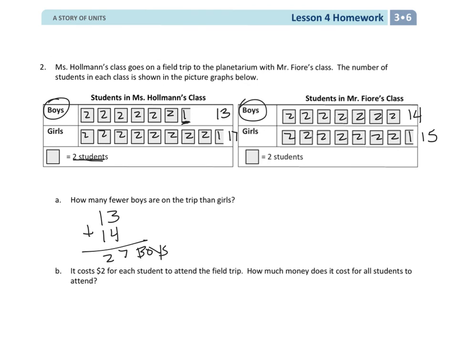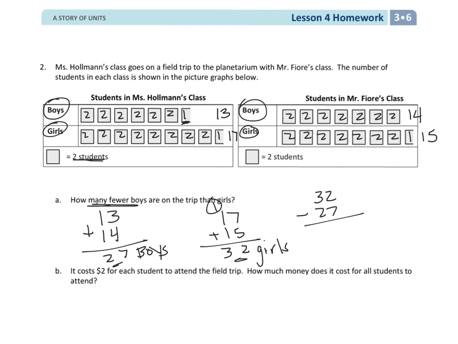And then I've got to count the total number of girls. So I have 17 and 15. 5 and 7 are going to make 12, so I'm going to bundle a 10, and I'm left with 32 girls. So now I've got my total number of boys and my total number of girls. Now I've got to find the difference, because it said how many fewer. That means we want to find the difference between the 2.